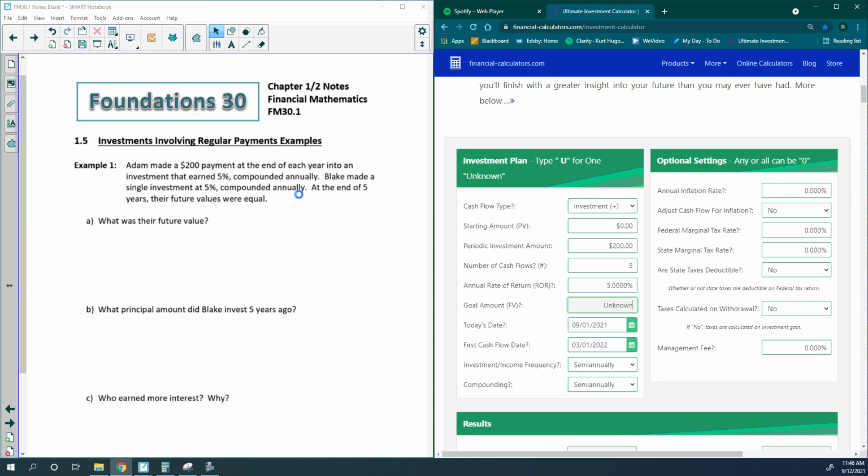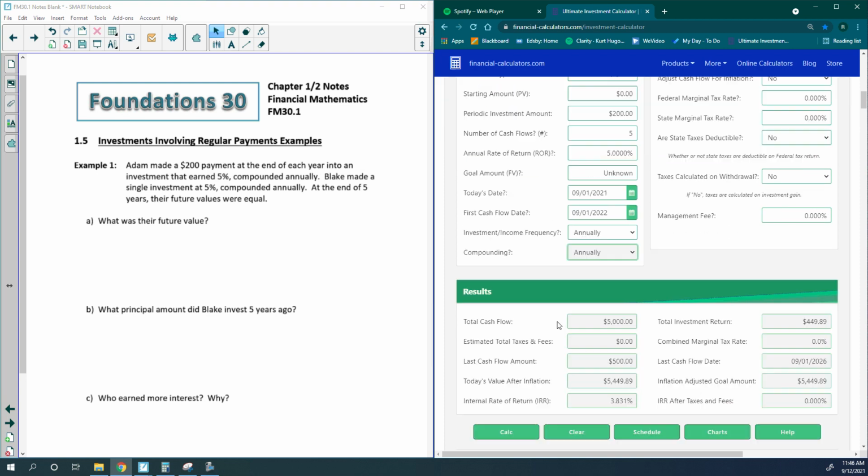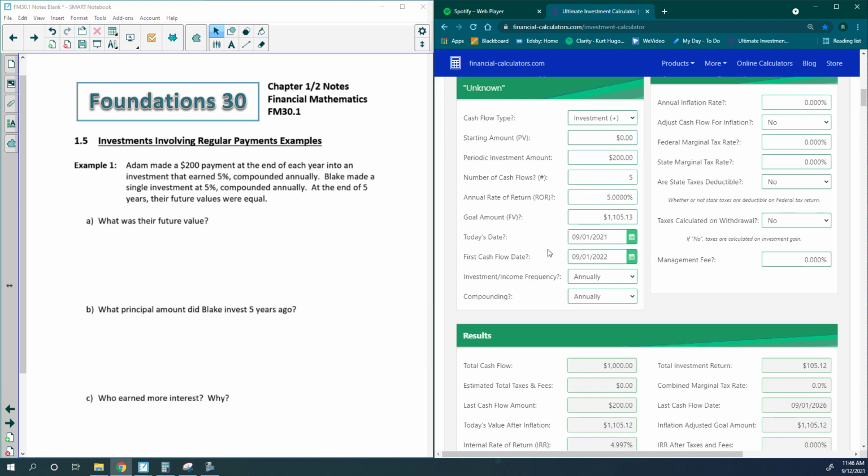It's compounded annually. So I need to have my start date for the first of the month, and then my first cash flow is going to be a year later, so 09/01/2022, and this is compounded annually. And I just calculate, and so the future value for both of them is going to be $1,105.13.